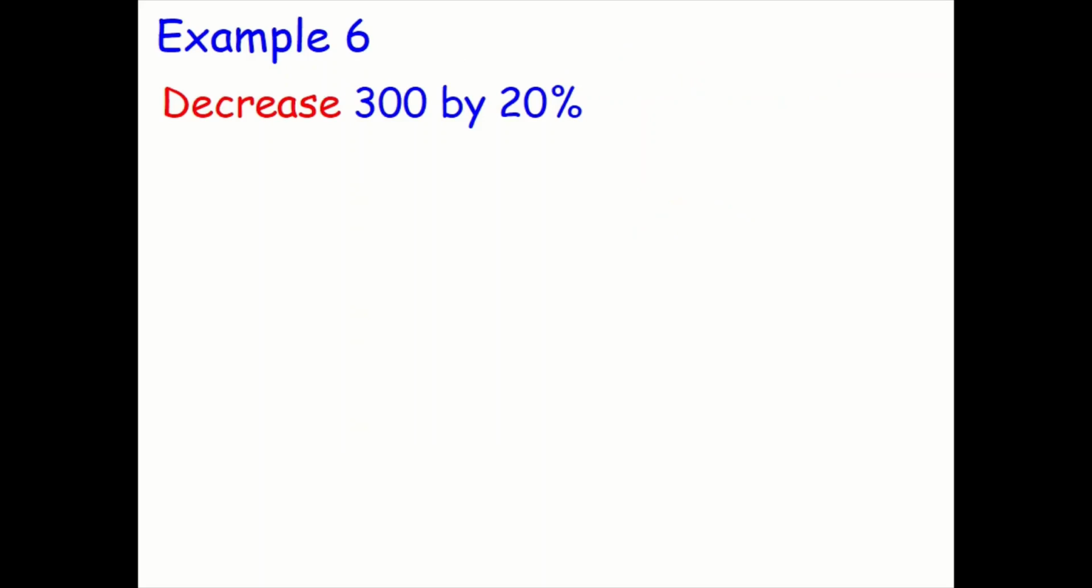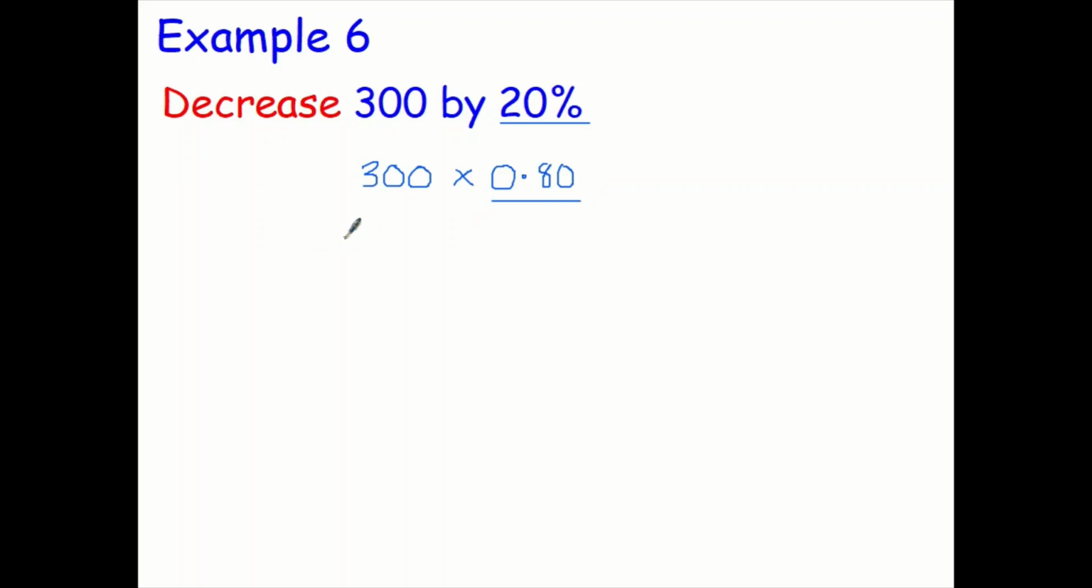So example 6, decrease 300 by 20%. So if I'm decreasing, remember it's still a multiplier. Lots of people think because it's decrease it's divide. No, it's still a multiplier. If I'm decreasing by 20%, remember I want to find 80% of my original amount. So my multiplier is 0.8 this time, because I'm decreasing, not increasing.